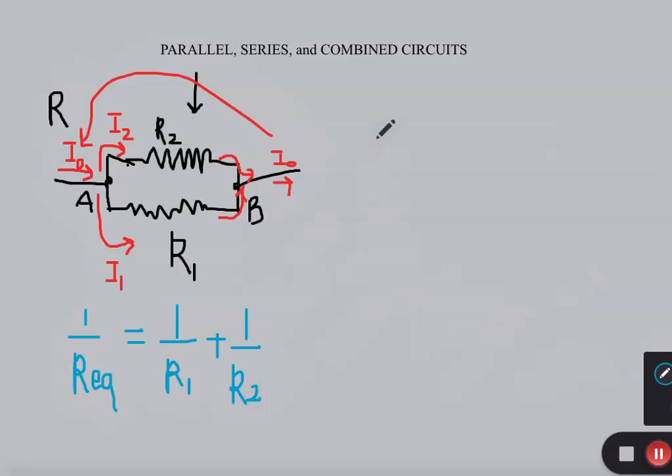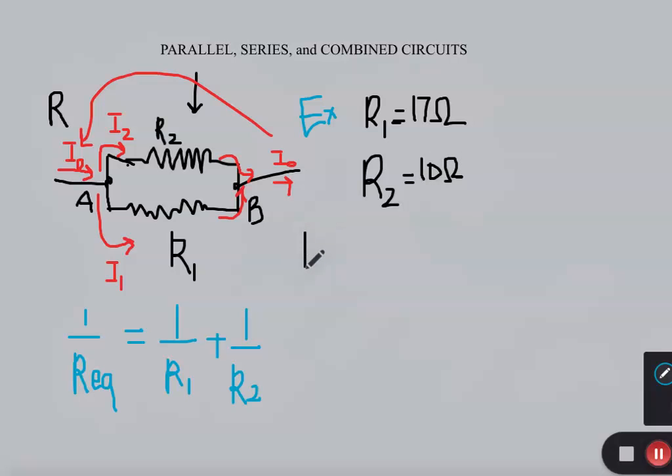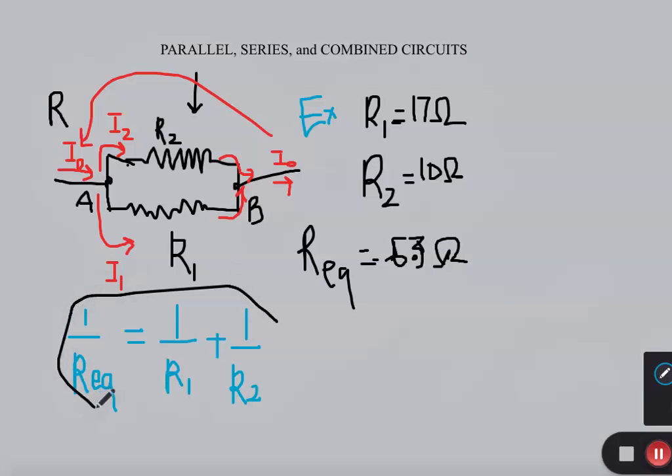Let's say, for example, R1 is 17 ohms, R2 is 10 ohms, and that gives you, if you do the calculation, R equivalent 6.3 ohms. So the calculation is based on this equation here, and just to do some practice, then you would know how to deal with this.